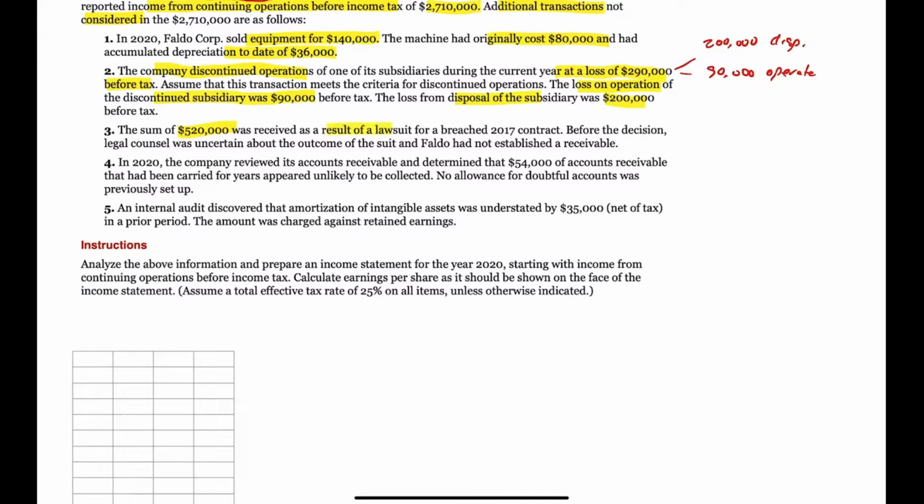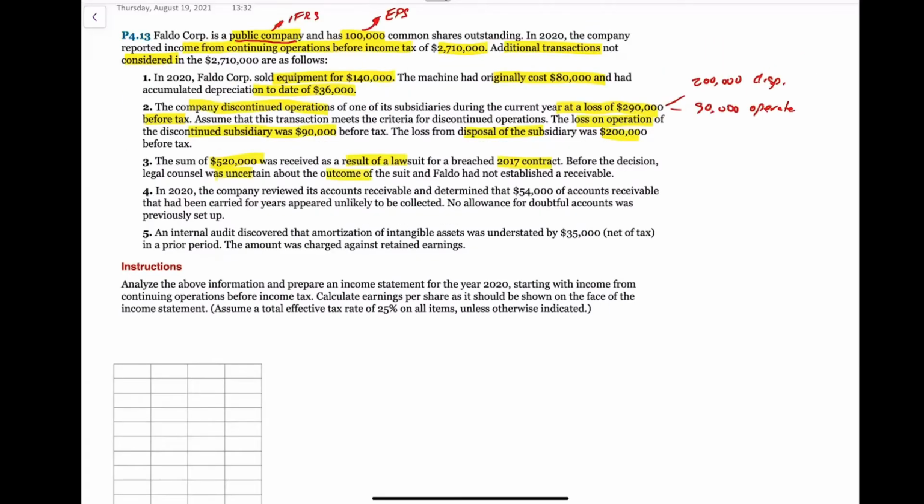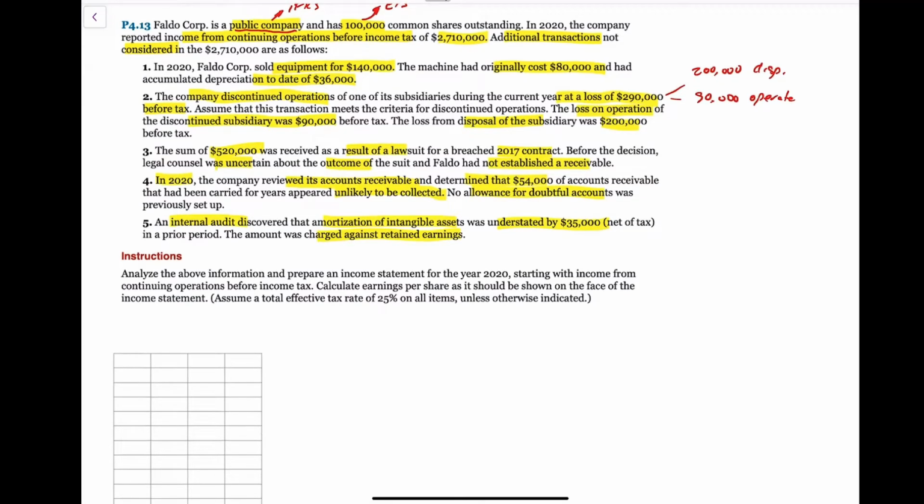$520,000 was received as a result of a lawsuit. And before that decision, legal counsel was uncertain about the outcome of the suit, so they had not established a receivable. And then during the year, they reviewed its accounts receivable and determined that $54,000 that had been carried for previous years appeared unlikely to be collected, and no allowance was previously set up for that. And during an internal audit, they discovered that amortization of intangible assets was understated by $35,000, and that was charged against retained earnings. So prepare an income statement for the year, starting with income from continuing operations before tax.